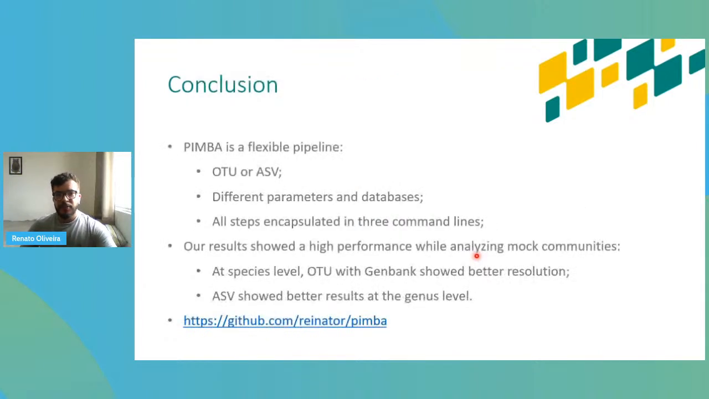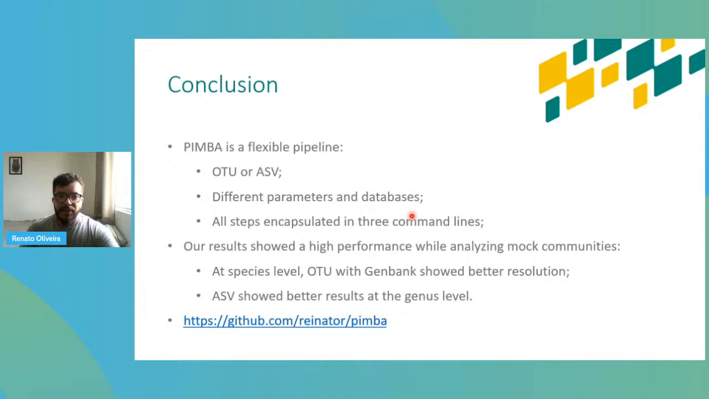To conclude, we show here that PIMBA is a flexible pipeline. You can use either OTU or ASV strategy. You can set different parameters and databases, and you can even use your own reference database. All steps are encapsulated in only 3 command lines using Docker images.